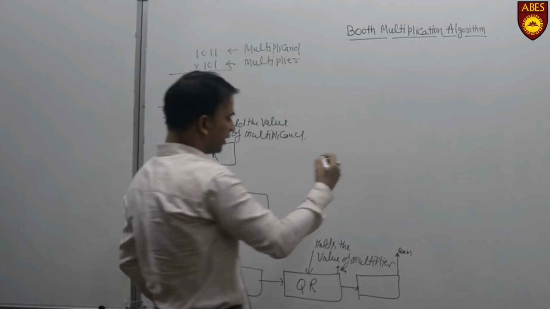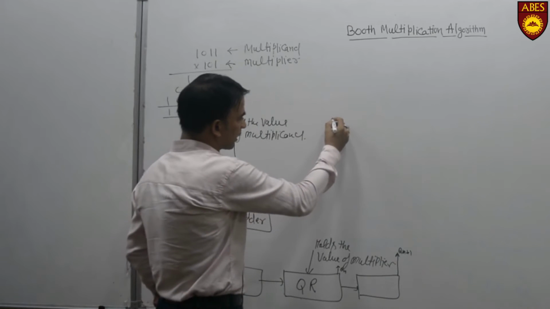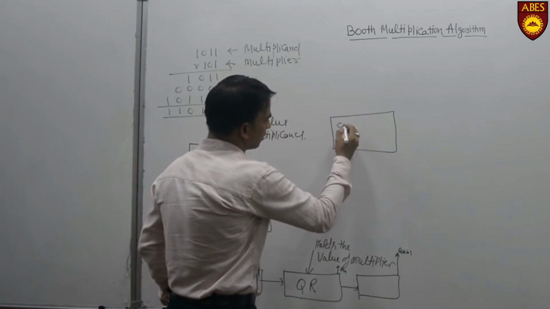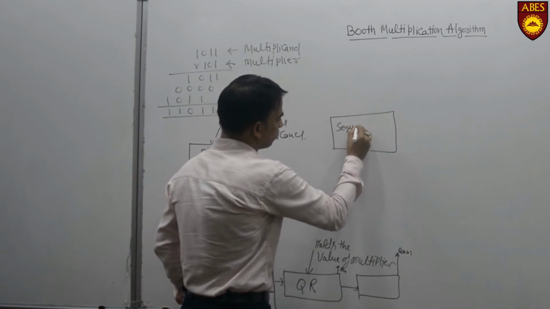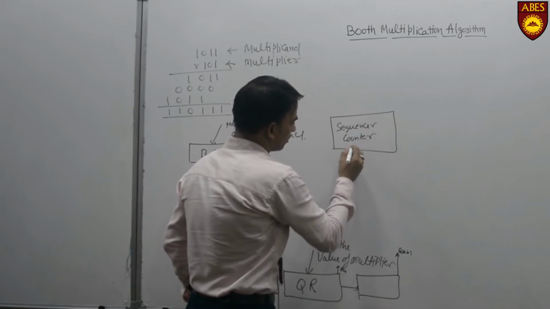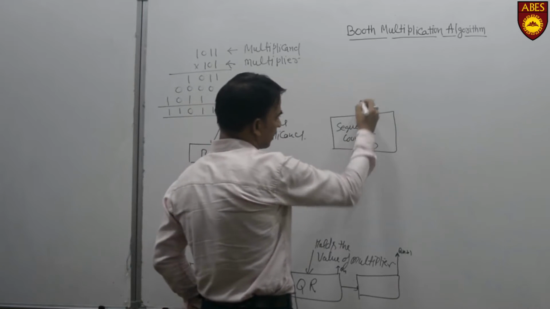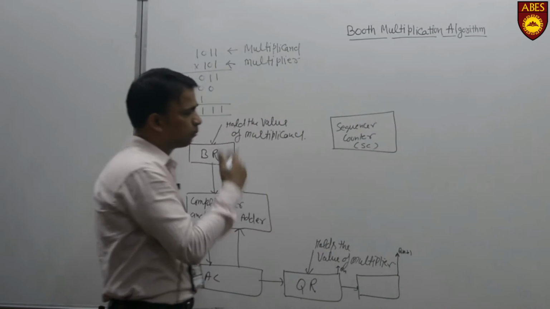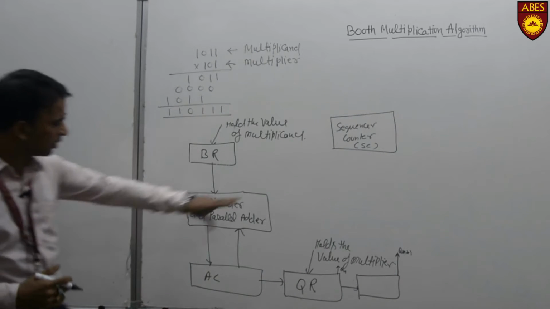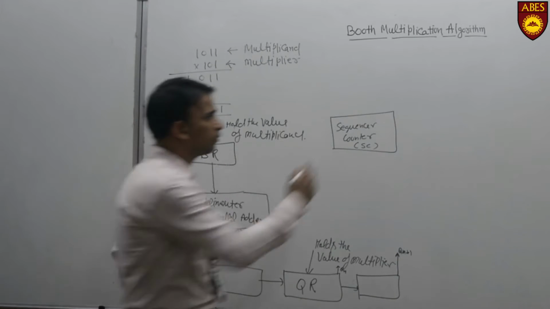And we need another sequential circuit called the sequence counter. That sequential circuit is basically used to count the number of steps in this process. We can also understand the whole working of this multiplier with the help of this flow chart.